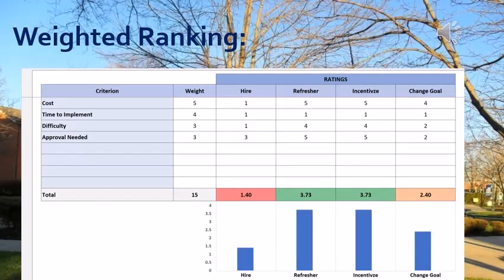In order to support the solutions determined by the divergent thinking process, we used a weighted ranking. We analyzed the cost to implement, the time to implement, the difficulty level, and whether or not management approval would be needed across the various solutions. The best performing scores were the refresher training and the incentivizing program, so these were the choices that we went forward with.